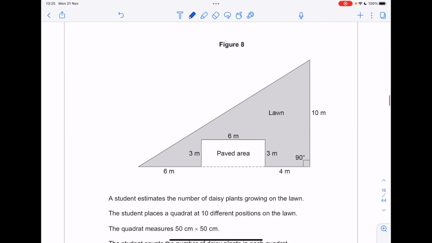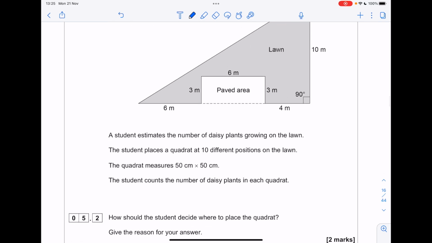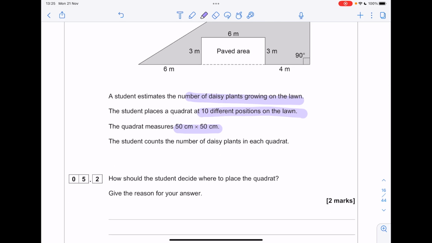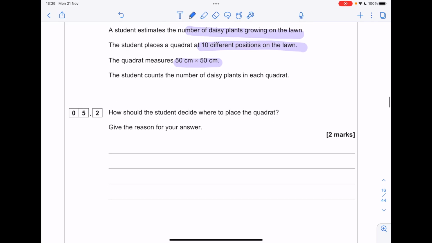Figure 8 shows a plan of a garden. A student estimates the number of daisy plants growing on the lawn. The student places a quadrat at 10 different positions on the lawn. The quadrat measures 50 centimetres by 50 centimetres, and the student counts the number of daisies in each quadrat. How should the student decide where to place the quadrat? Give a reason for your answer.